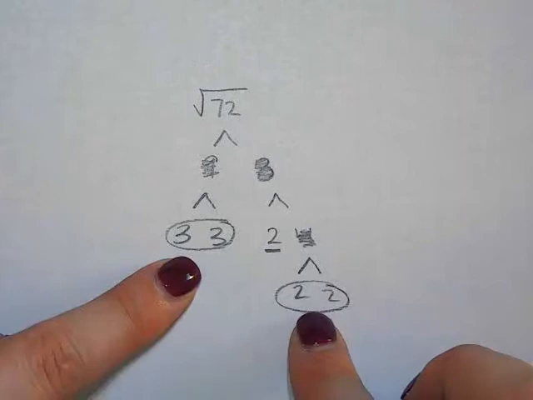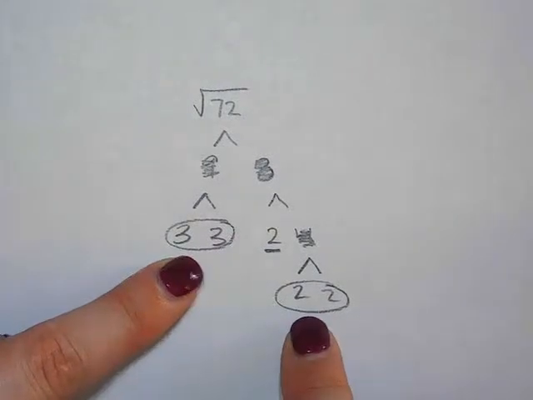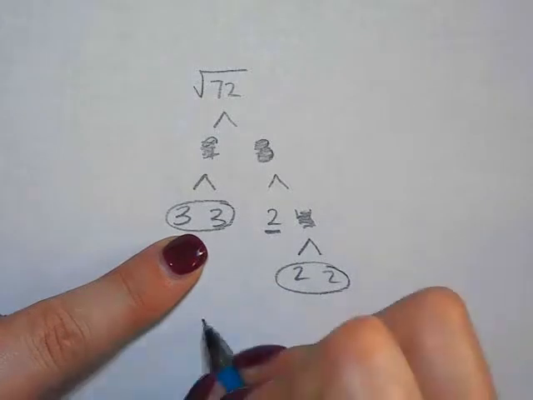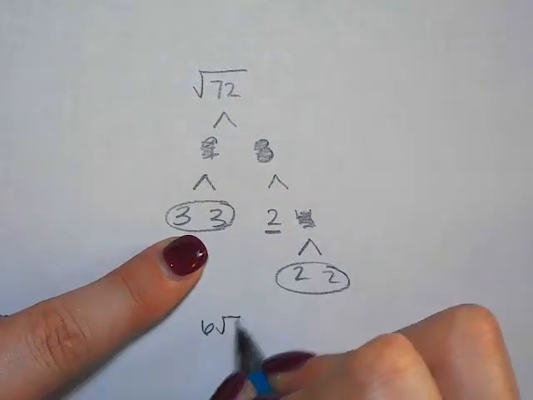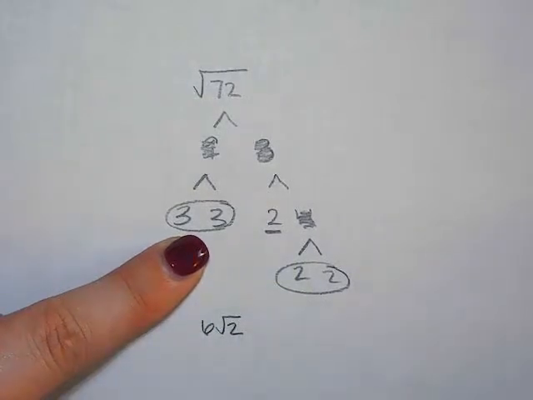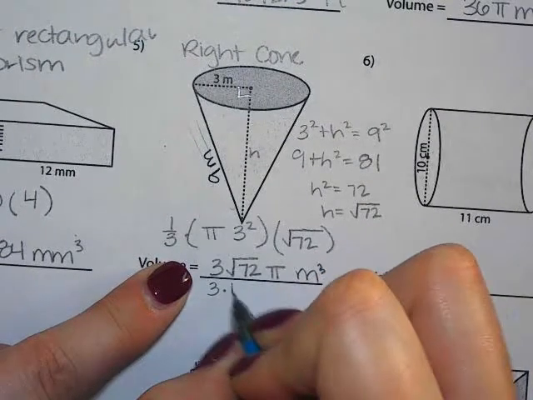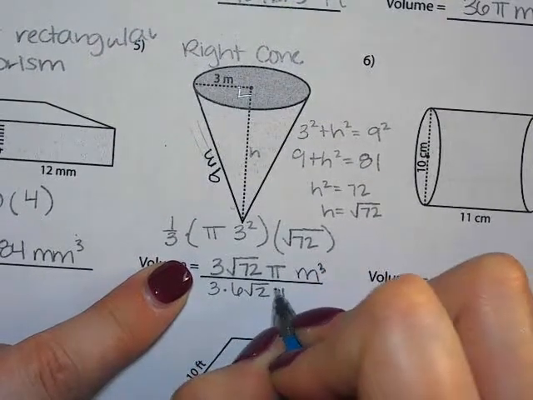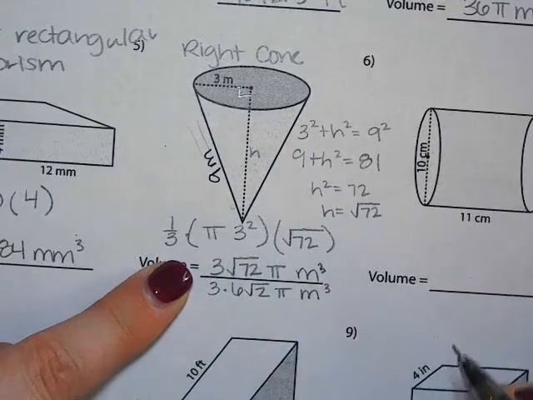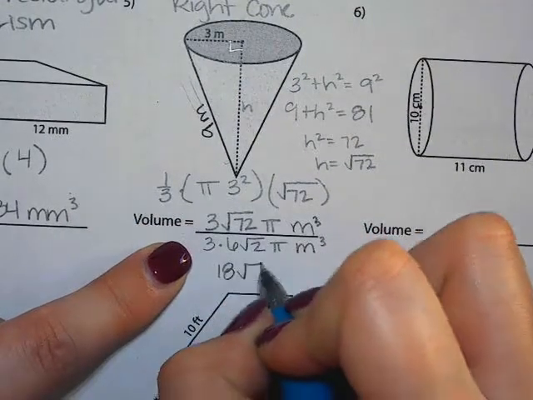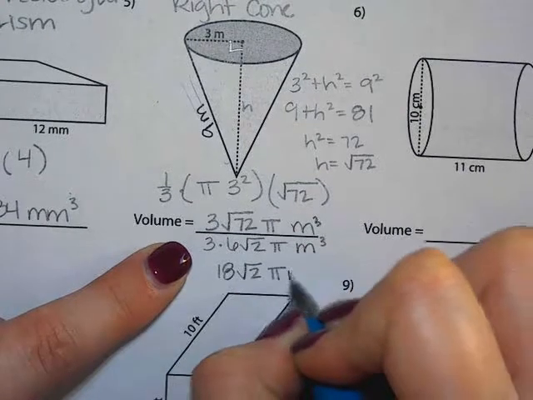So the pairs you multiply in the front. So we've got 3 and 2. 3 times 2 is 6. And then the leftovers go inside. 6 square root 2. Okay, so let's flip our paper back over. So we have 3 times 6 square root 2 pi meters cubed, which really gives us 18 square root 2 pi meters cubed.